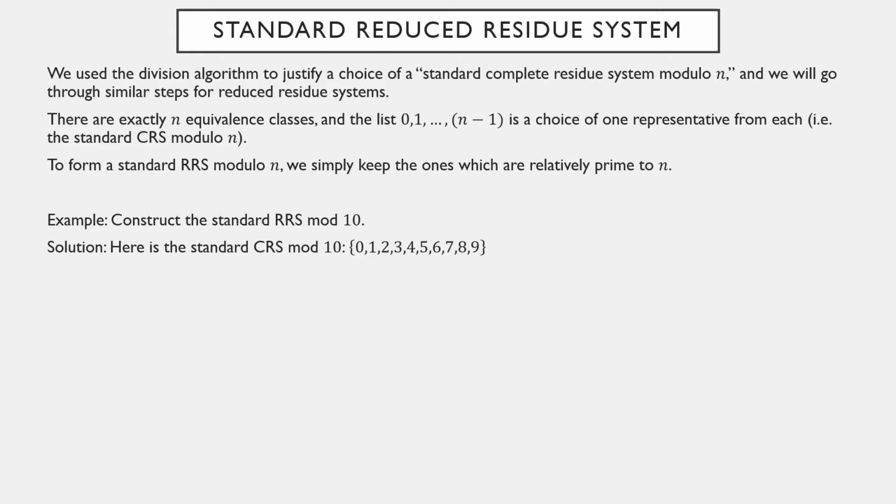And now what we're going to do is throw out the ones that are not relatively prime to 10 and keep the ones that are. So if we remove the things that fail to be relatively prime to 10: 0, 2, 4, 5, 6, and 8, what's left behind is just 1, 3, 7, 9. And here we have the standard reduced residue system mod 10. We started with the standard complete residue system, and we only keep things relatively prime to the base.